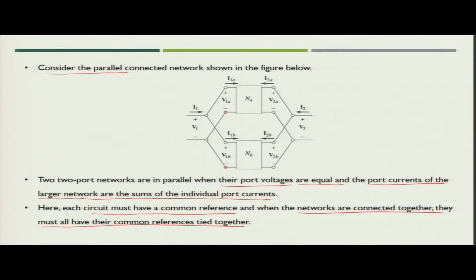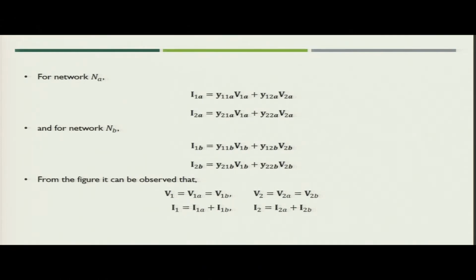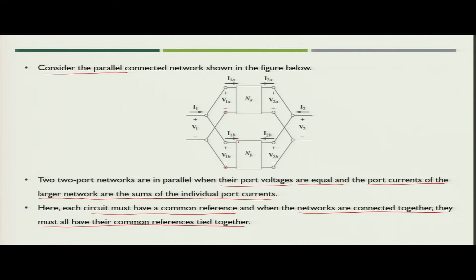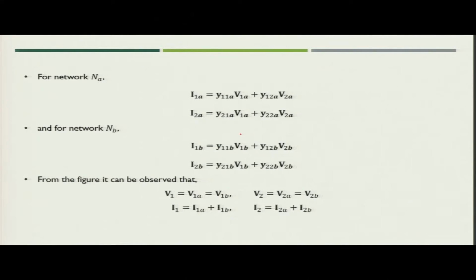Now, what we have to do? We have to use the y parameters equations to find out the y parameters of the overall network. Since these two networks are in parallel, we will utilize the first y parameters equations. So, what we can write for network A: I1A can be written as y11A into V1A plus y12A into V2A. Similarly, I2A can be written as y21A V1A plus y22A V2A.